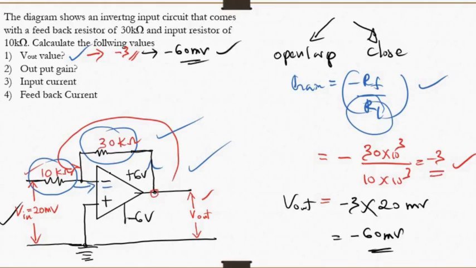Right. All right, now we have the answer. Moving into the second question, output gain. Actually we have already found the output gain. So output gain is this, minus 3. This is the output gain.